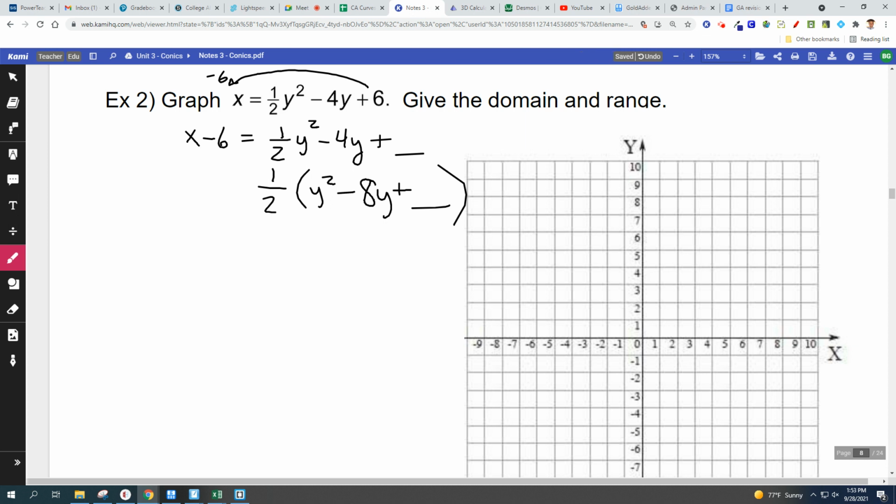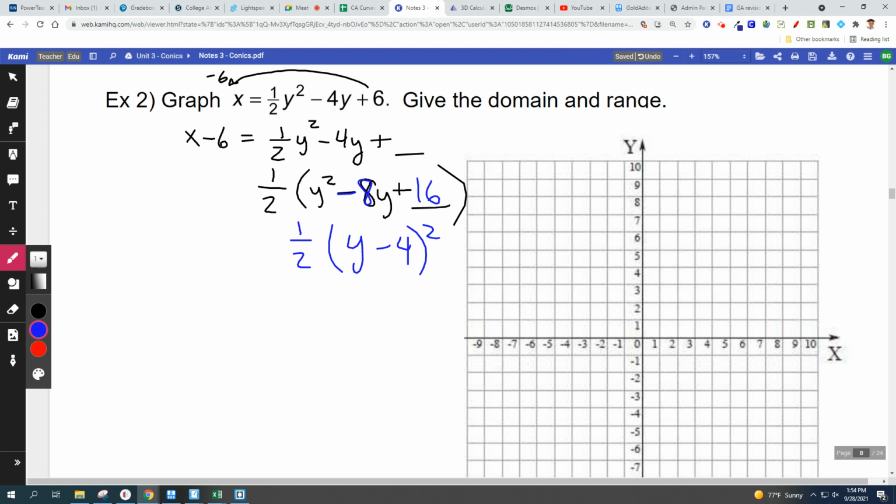And so when you pull that 1/2 out, you're dividing by a half. Dividing by a half, you're multiplying by 2. That's why that's an 8. So you're going to do what you do, and you look at this 8, and half of that 8 is minus 4, and you're going to square it back and get a 16 right there. It's the same as what we've been doing. You can factor that into y minus 4 squared. There's a 1/2 in front of it.